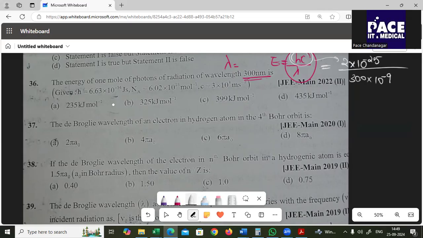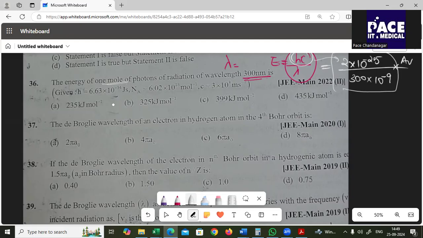And what else is given to you? The Avogadro number is also given. Energy of 1 mole is asked. This is for one photon, right? But your energy of 1 mole means multiplying by the Avogadro number, which is 6.022 into 10 to the power 23. So when you multiply that, you will get your answer there.